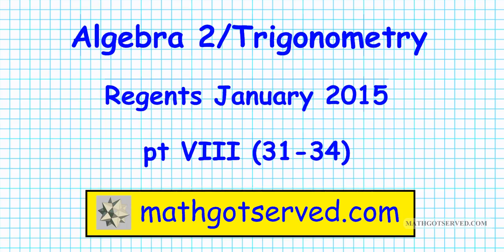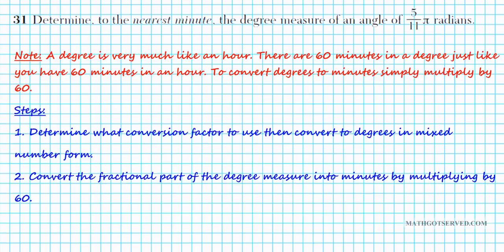In this clip, we're going to be going over problems 31 through 34 of the Algebra 2 Trigonometry Regents exam for January 2015. All right, let's take a look at problem 31. It says, determine to the nearest minute the degree measure of an angle of 5 over 11 pi radians.